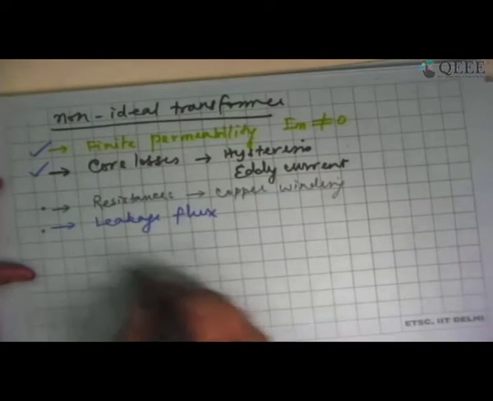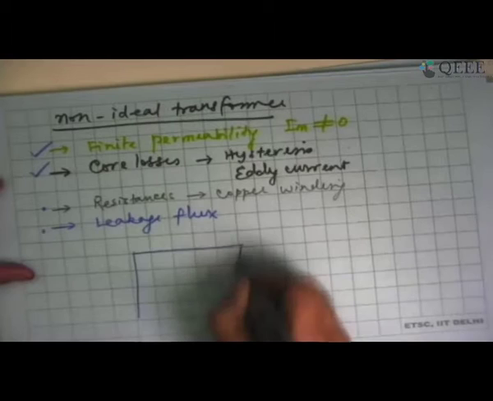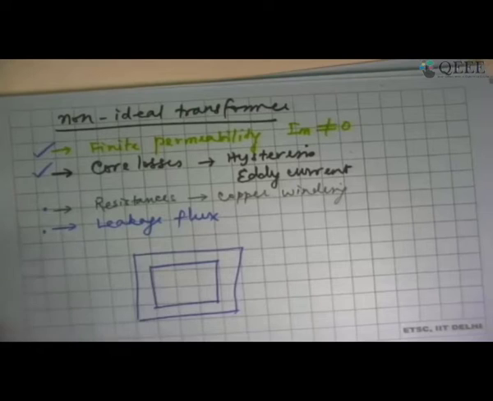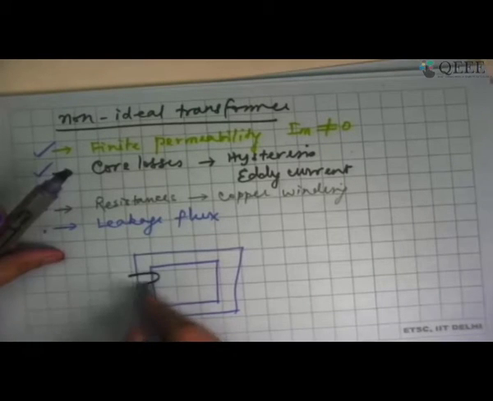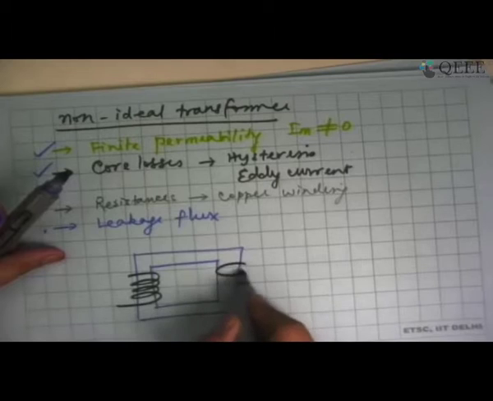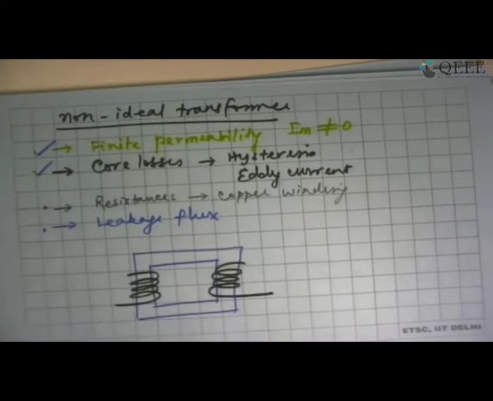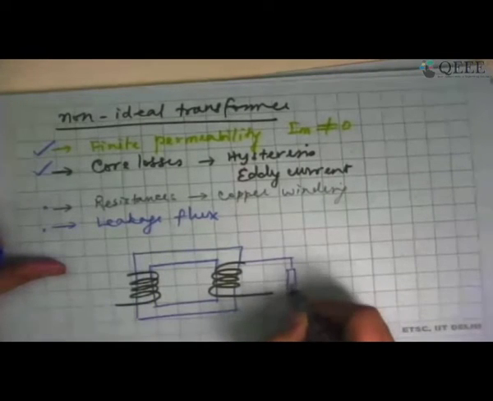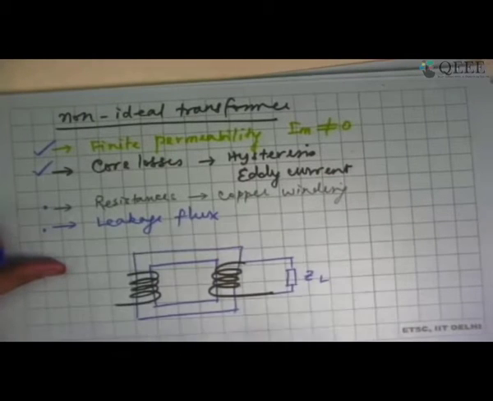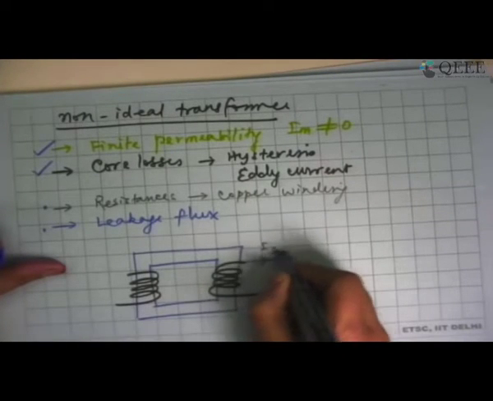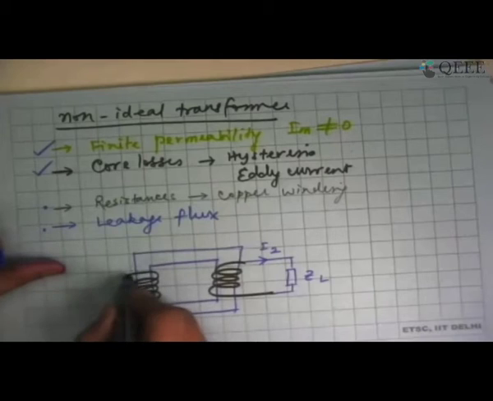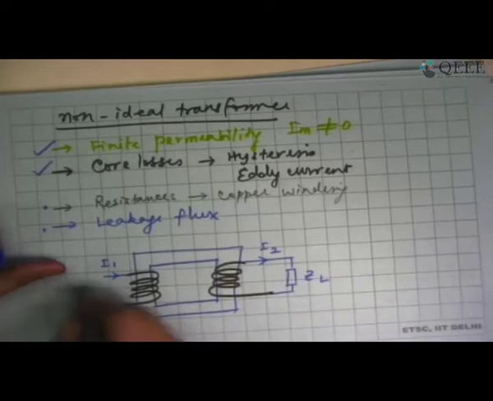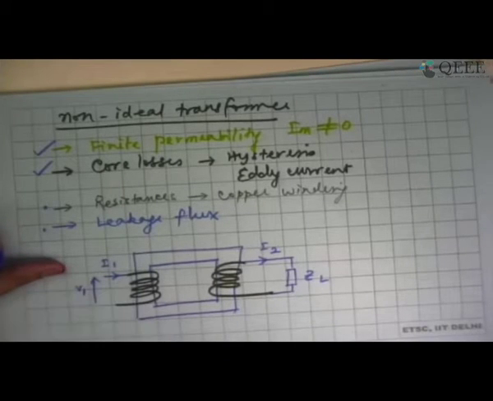So let us say this is our transformer. I am taking a core type construction. We have one winding here, which is the primary winding. This is our secondary winding. I am going to connect the load here. This load, let me call it ZL. Let's say the current that is flowing is I2. That is going to make another reflection current here, let me call that I1. Here is the voltage that I am applying as V1.